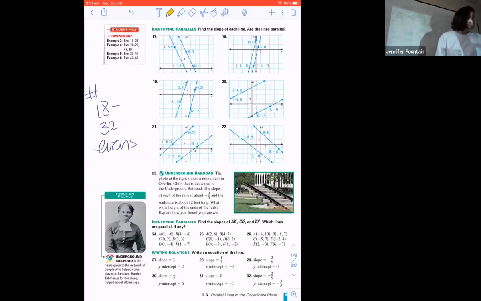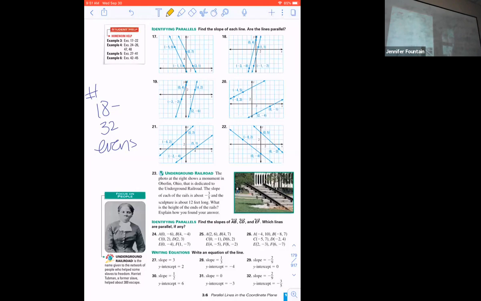Wait, so what was 28 and 30, 32 again? Okay, so it gave you the slope and y-intercept. If you're using y equals mx plus b, remember m is the slope and b is the y-intercept. So go ahead and write y equals mx plus b.